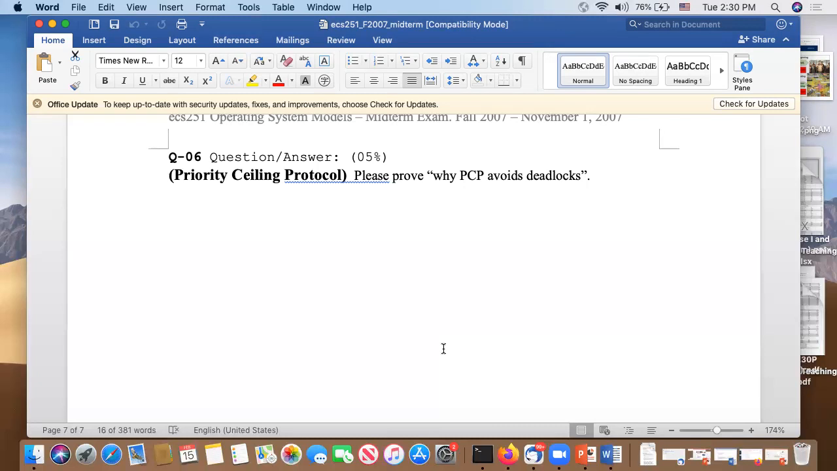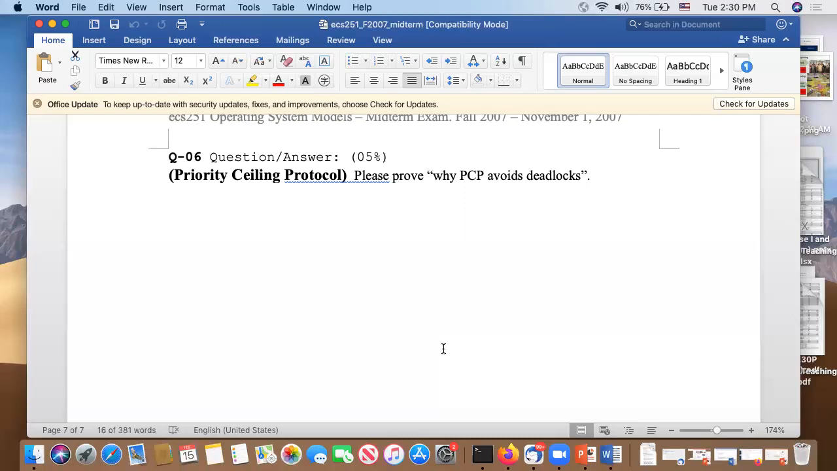Because the ceiling value is low, the highest priority thread can lock the lower ceiling value semaphore, which is not going to be higher than the higher one. So if the higher one gets locked first, the lower one cannot actually do anything. Okay, so now let's go the other way.